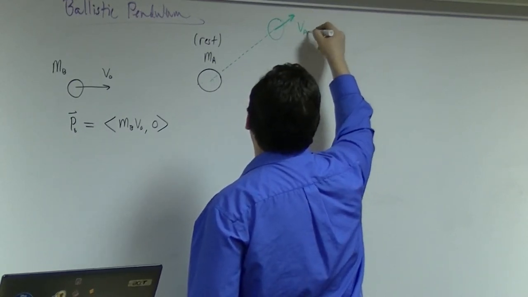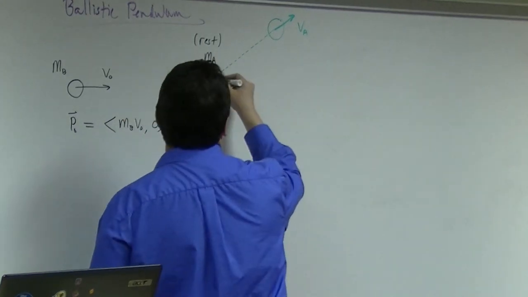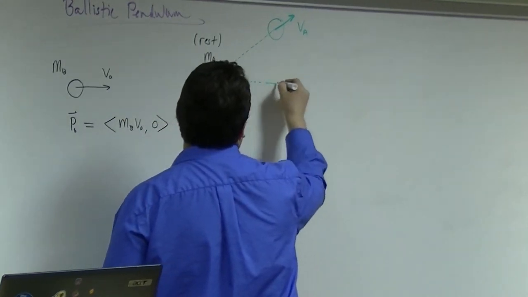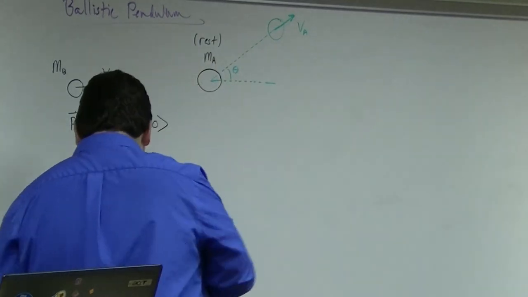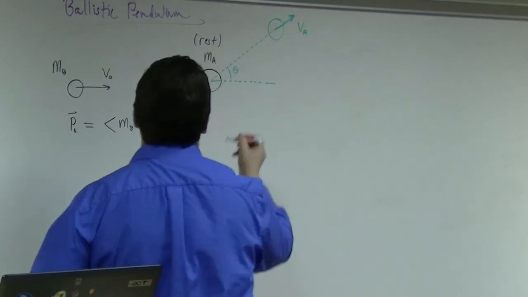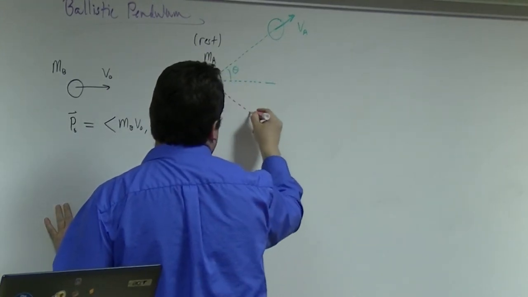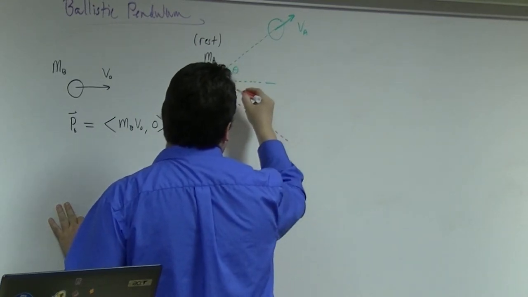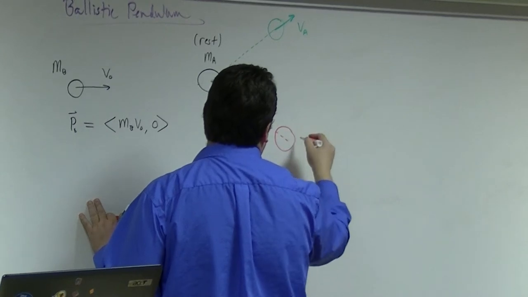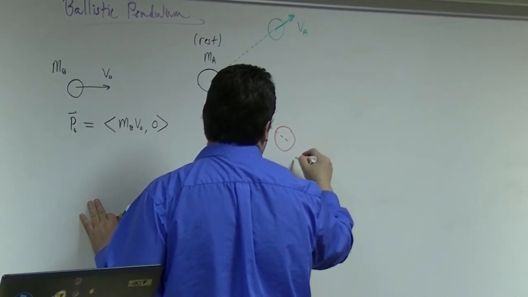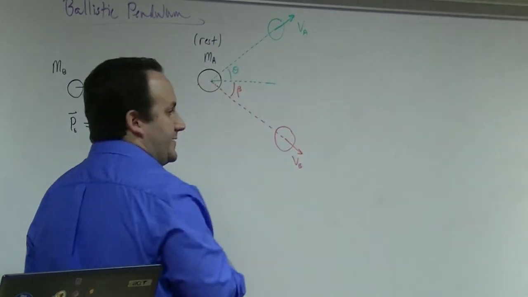So say VA, and we could define that angle to be theta. And after the collision, maybe B goes down this way, and I'm not going to draw it as if it's 90 degrees because I don't want to assume the point. I'm telling you, we're going to work out that it's 90 degrees. We're going to use physics to prove that. So here's VB. I don't know VA and VB yet.